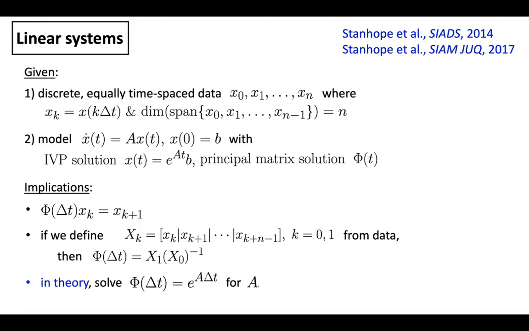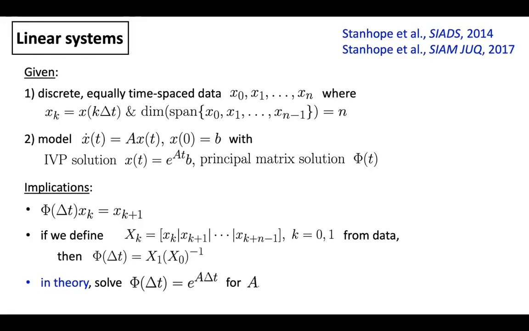We always start from the setting where we have equally spaced data points, so equally spaced in time. We're going to use this notation, xk, and we assume that this is a linearly independent set. Otherwise, we lose sort of the identifiability. We've proved various results about what happens in this status.